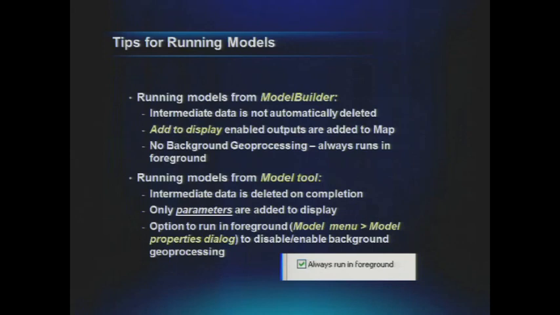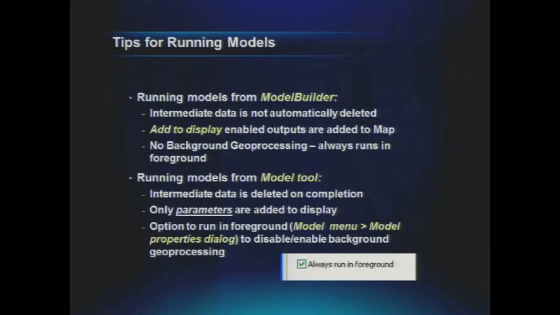Right. Some tips for running models. Running models from ModelBuilder. As I said, intermediate data is not automatically deleted, so you need to actually do this on your own. The add to display, when you right click on an output and you say add to display, it adds that to the map. Okay, no background geoprocessing here.